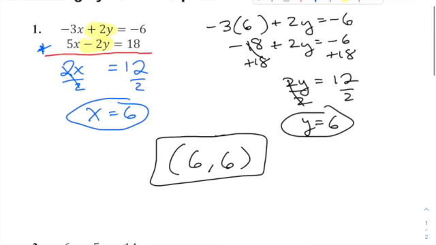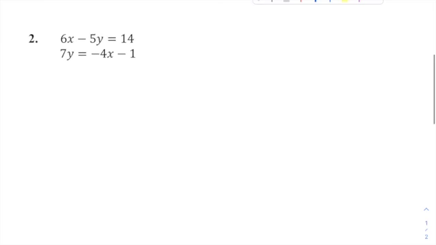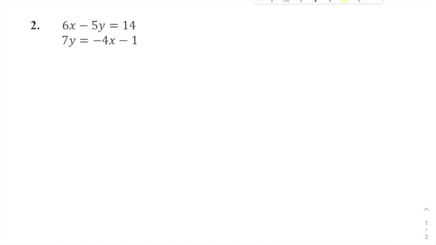Okay, so let's see one more example here, one that's a little bit more involved, a little bit tougher. If you can handle this one, you can pretty much handle them all. So take a look at this. Notice that this time the equations are not in standard form. You see you have 7y equals negative 4x minus 1.